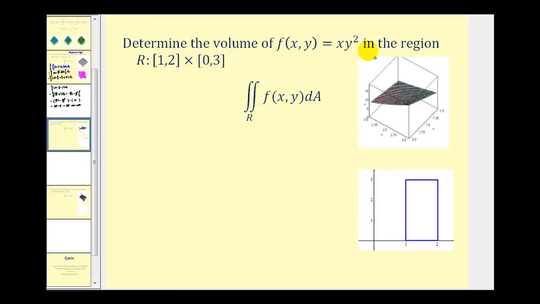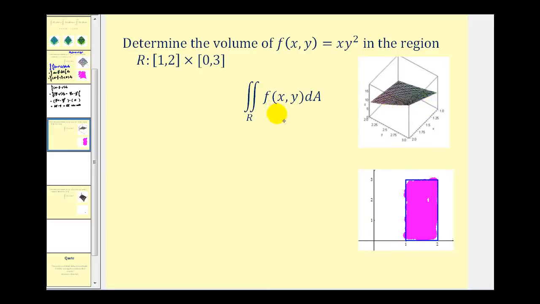There are several ways to define a region. If it's defined like this, we always assume that this interval is for x and this interval is for y. So if x is on the closed interval from 1 to 2 and y is on the closed interval from 0 to 3, our region of integration in the xy plane would be this region here. It's a good habit to sketch this because if it's not a rectangular region, the sketch becomes very important. So in this graph, we see the surface graphed over this region, so we're trying to find the volume under this surface.